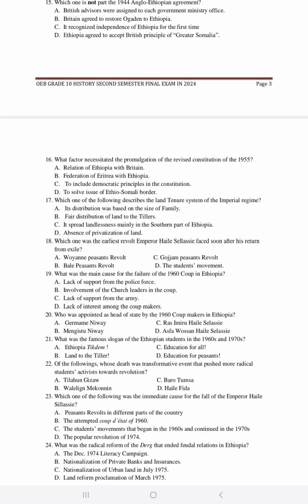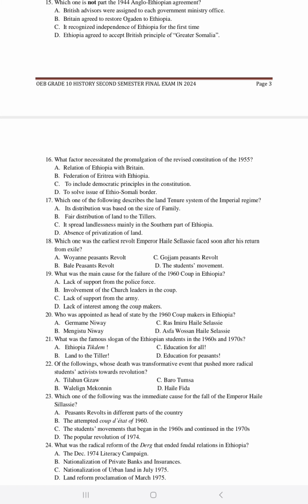Okay. What factor necessitated the promulgation of the revised constitution of 1955? What were the factors for the new constitution, the promulgation or proclamation of the revised constitution of 1955? So this is the second written constitution. Why? Because the first was in 1931.